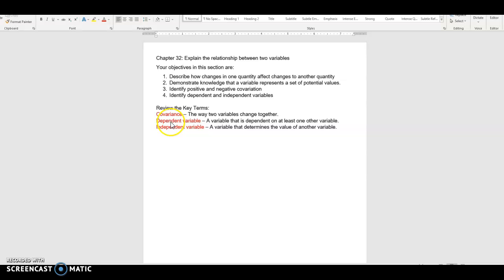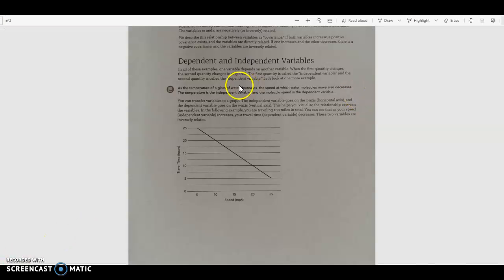Now we're going to talk about the dependent variable and the independent variable. The dependent variable is a variable that is dependent on at least one other variable. And the independent variable is a variable that determines the value of another variable. In your TEAS textbook, you'll see that one variable depends on another variable. When the first quantity changes, the second quantity changes in response. The first quantity is called the independent variable, and the second quantity is called the dependent variable.